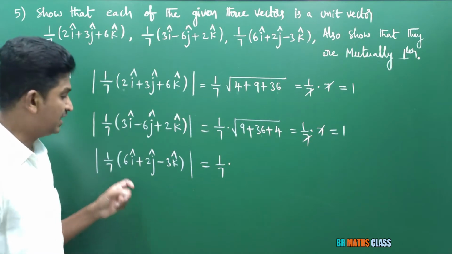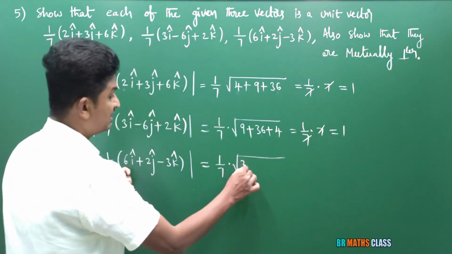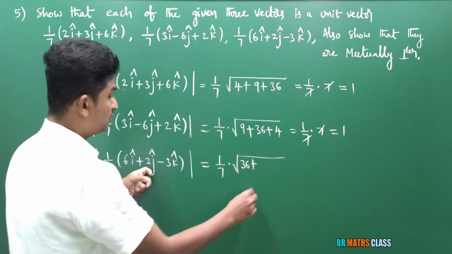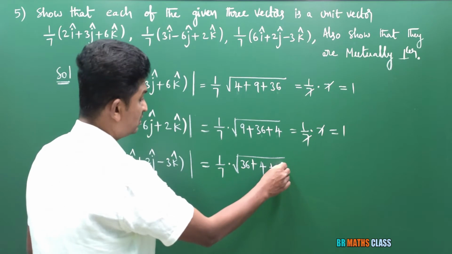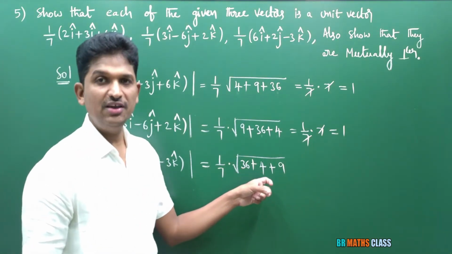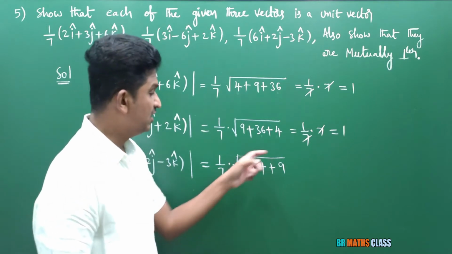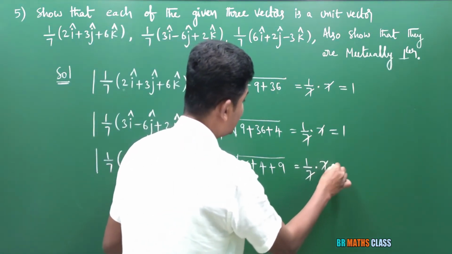How to calculate magnitude of this vector? Root over, yes, 6 square, that is 36, plus 2 square, that is 4, plus minus 3 whole square. Minus 3 whole square is 9. Okay, 36 plus 4 is 40. 40 plus 9 is 49. Root 49 is what? Root 49 is 7. So this 7 will get cancelled.